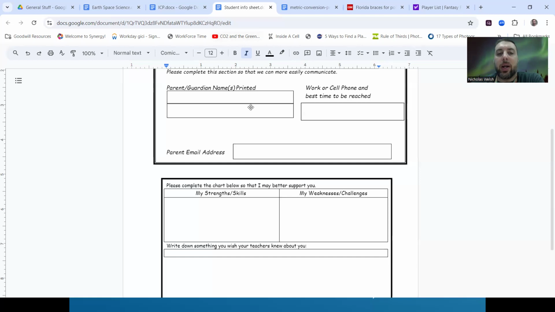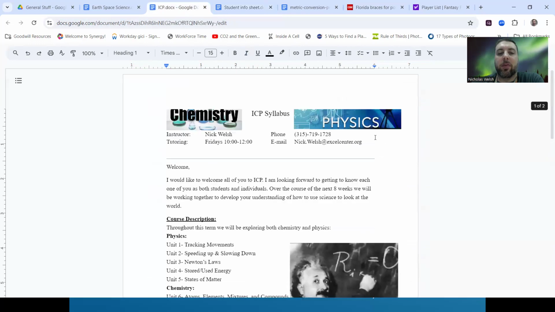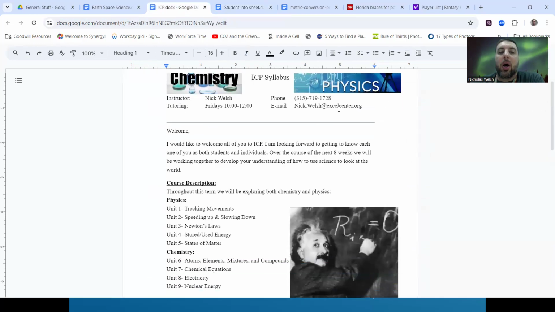Okay, now that everyone's filled out the student information sheet, let's take a look at the syllabus together. Flip over to the front page. At the very top, you're going to see my name and contact information. Again, my name's Nick Welsh, and that is my phone number and my email in the upper right-hand corner.